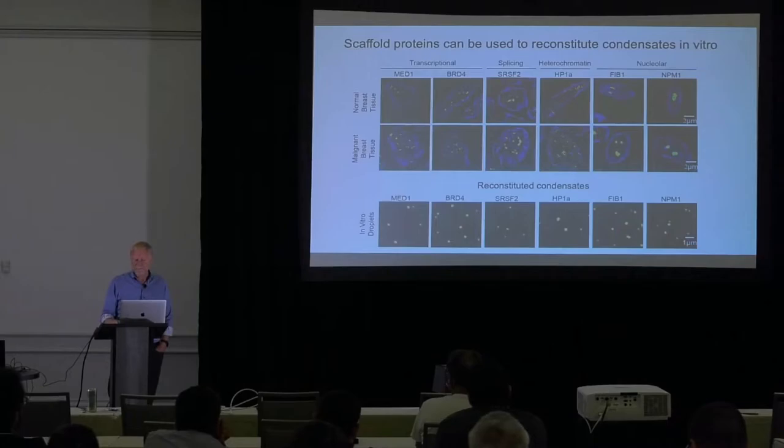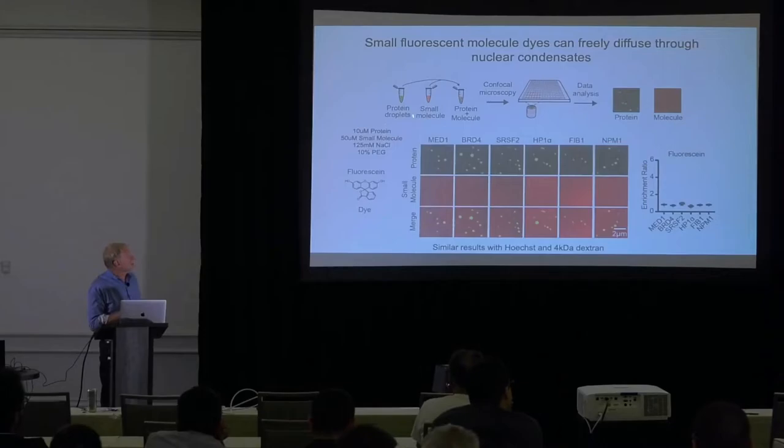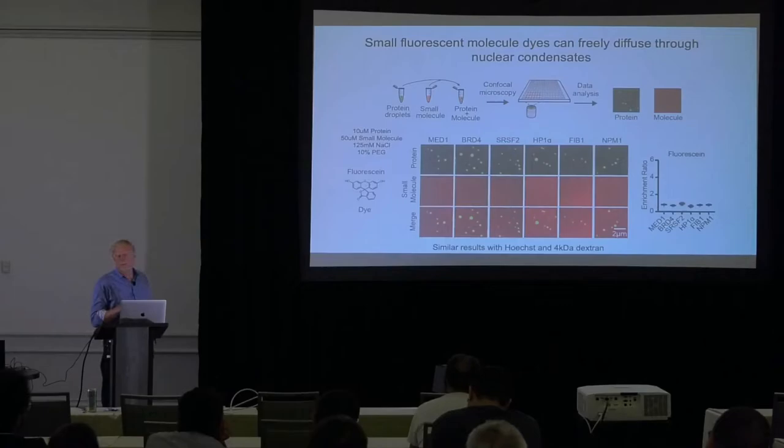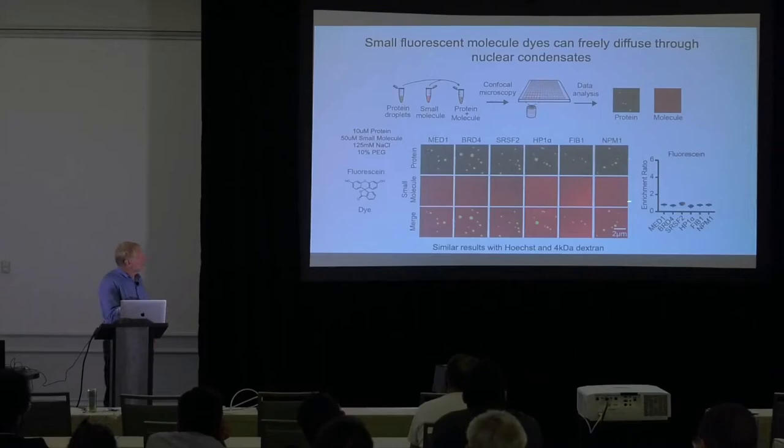And we wanted to do that because then we could ask questions in a purified system about the behaviors of various small molecules. And this is work that we published now a couple of years ago that was led by Isaac Klein and Ann Boisia. And what they showed was that fluorescein and other small molecule dyes would diffuse through those condensates. They would not enrich in them. They weren't excluded from them. They freely diffused through. And so the enrichment ratio for all of these is one.